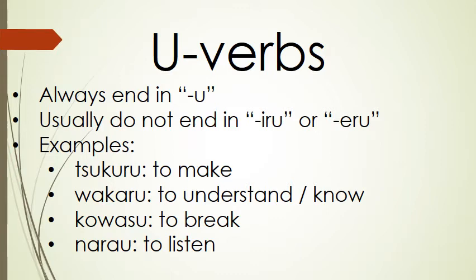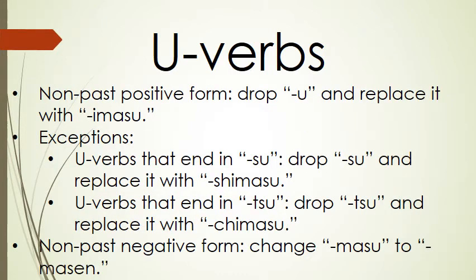Some examples of u verbs include tsukuru, to make, wakaru, to understand or to know, kawasu, to break, and narau, to listen. You should remember from our last lesson that in order to conjugate an u verb to its positive non-past form, we drop the u at the end of the word and replace it with imas. There are two exceptions to this. If an u verb ends in su, we drop the su and replace it with shimas. If an u verb ends in tsu, we drop tsu and replace it with chimas.